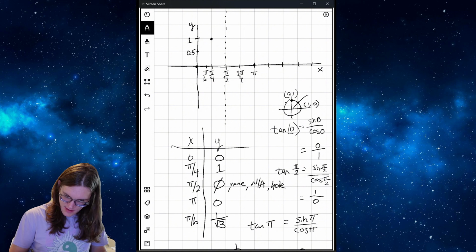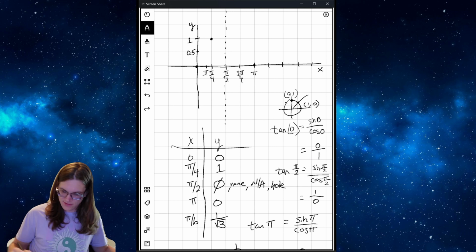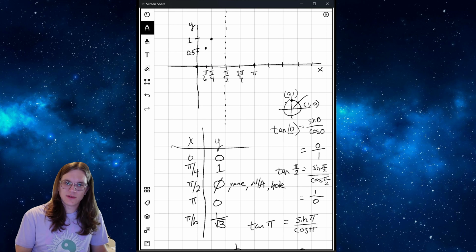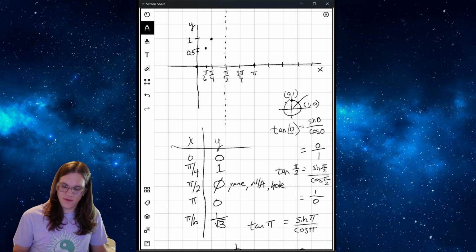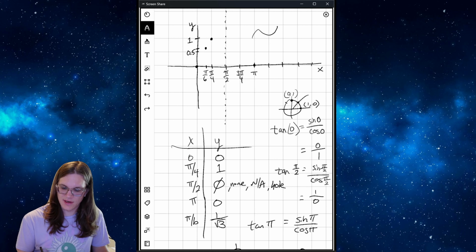So where was I? Pi over 6 gives me 1 over root 3, which is 0.577 something, so 0.57, almost 0.6-ish. Okay, so it's not too scary. Once you start plotting it, you see a point here, and a point here, and I can start plotting this. Just remember that these trig functions are usually wave-like, right, because of their periodic behavior.